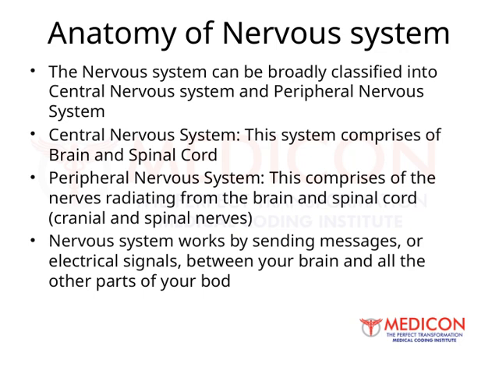On the other hand, the peripheral nervous system consists of the nerves that radiate out from the brain and spinal cord, which we call cranial and spinal nerves. These nerves act like messengers, carrying signals between your brain and the rest of your body. The nervous system essentially works by sending electrical messages, or signals, back and forth, allowing your brain to communicate with every part of your body. Understanding this basic structure helps us see how interconnected and efficient our nervous system really is.